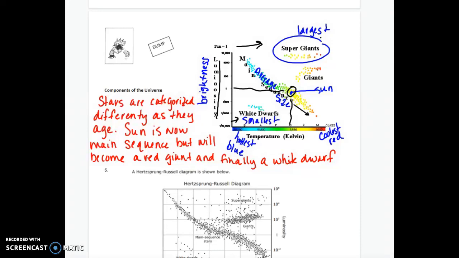Stars are categorized differently as they age. Aging is what causes them to go through this life cycle. The sun is now a main sequence star, but eventually will become a red giant and finally die out as a white dwarf.